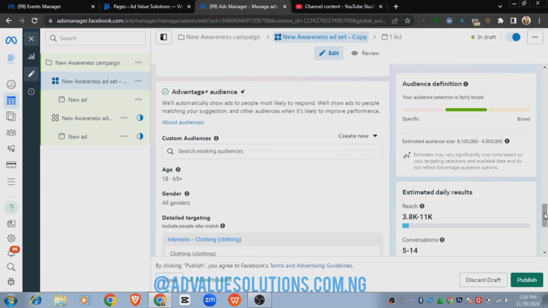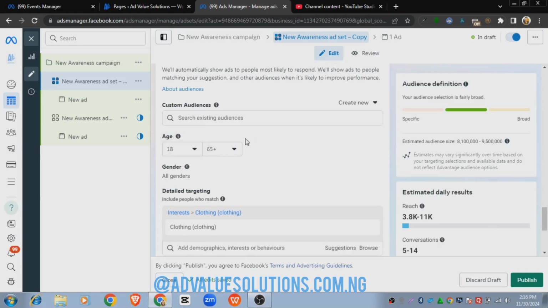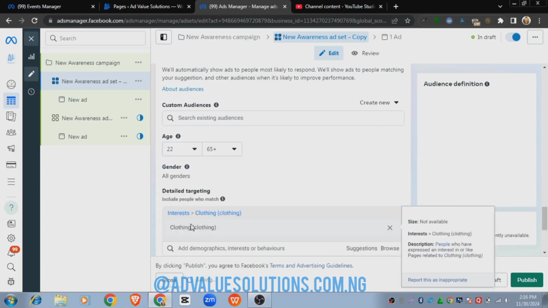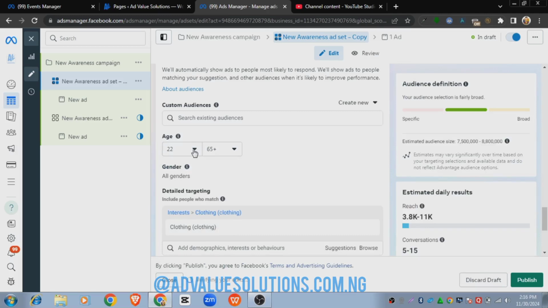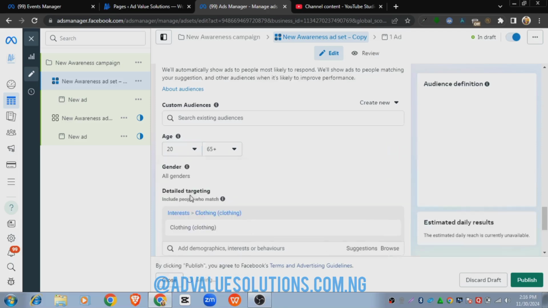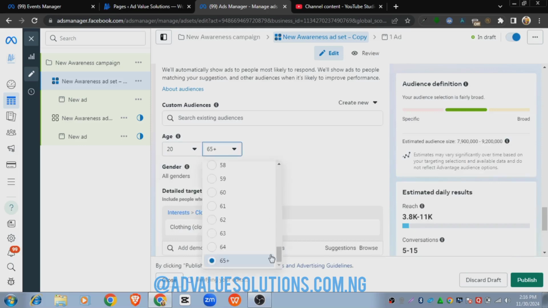Now, if you are selling something that only younger people would be interested in, just come here and choose a particular age range you would like to use. Let's say you can use 24, 25. Let me start with 22. If you are selling something, I'm not saying people above 18, above 20. Let me put that 20. Yeah, 20 is okay. I'm just looking for quality here over quantity. You understand?